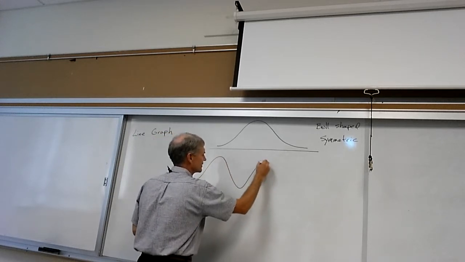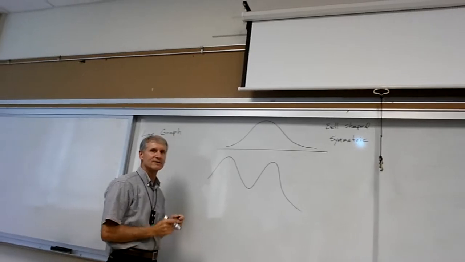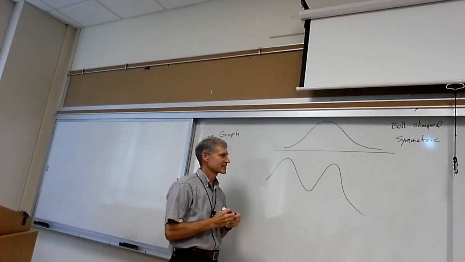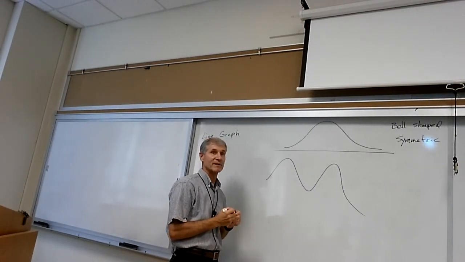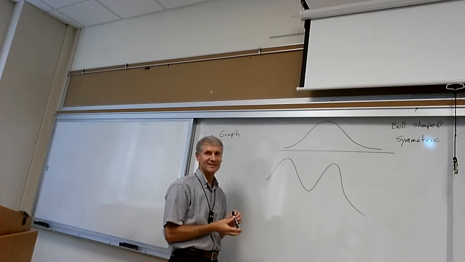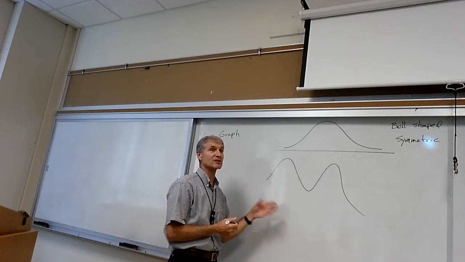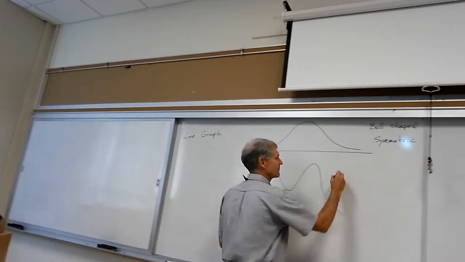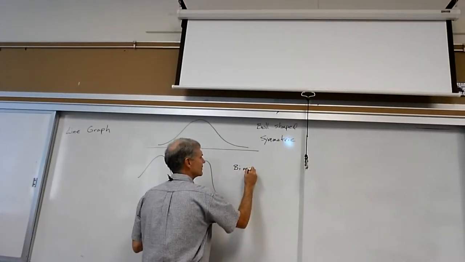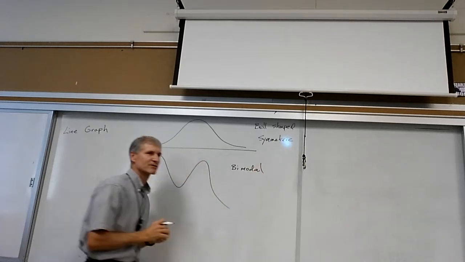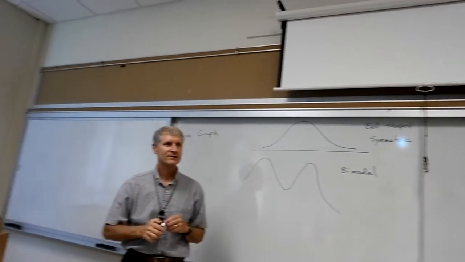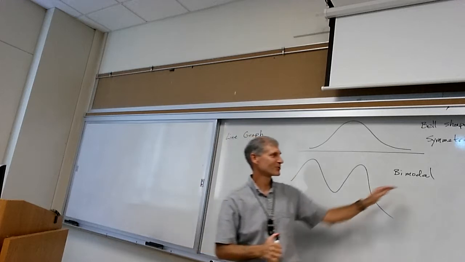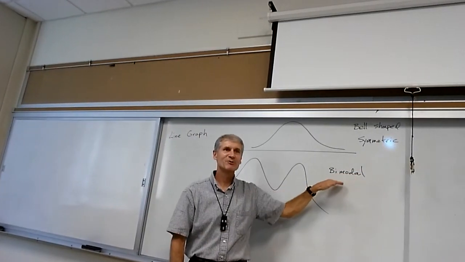So what about a distribution like this? Is that symmetric? Yeah, it's symmetric. It's not bell-shaped. It's anything but bell-shaped, but it is symmetric, right? This is what we would call bimodal. Guess what that means? It means two something. Two modals. Well, it means two modes.